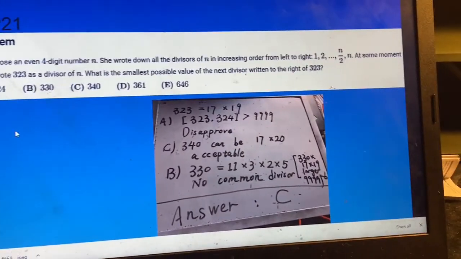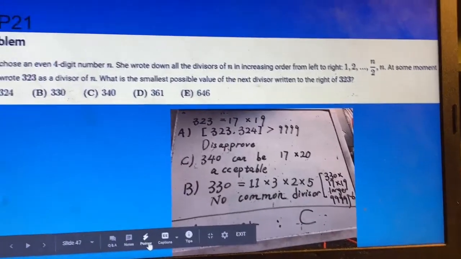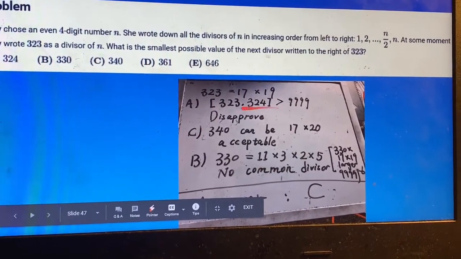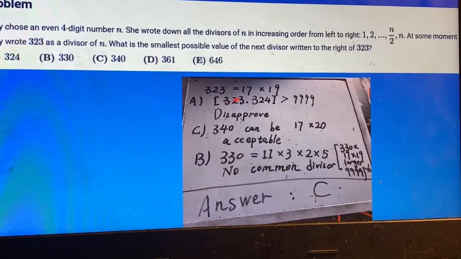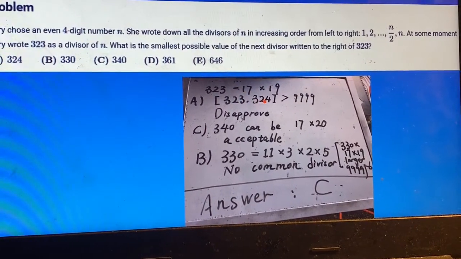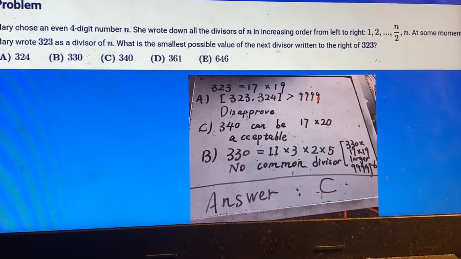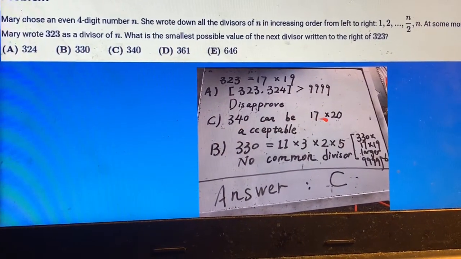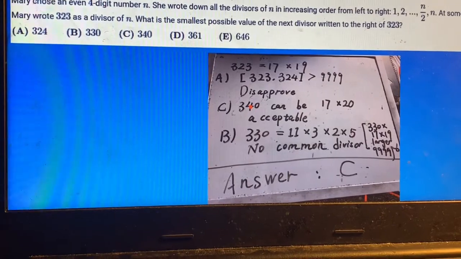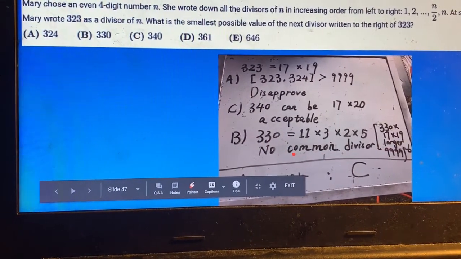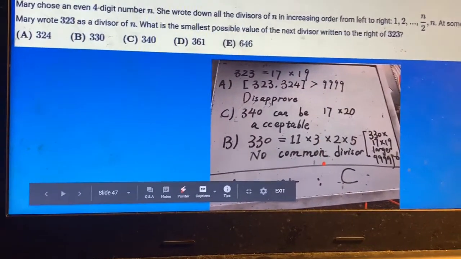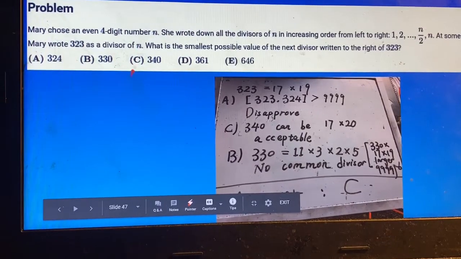So we are able to see, from this problem, we can infer some clues. Since they have two of these, they must include this and this. So we know since it must include 323 and 324, and this is larger than 999. So we know that this can also be 17 times 20, which is equal to 17 times 19. So this is acceptable. B has no common divisor, so it is not right. So therefore, we know that C is the only smallest answer here.